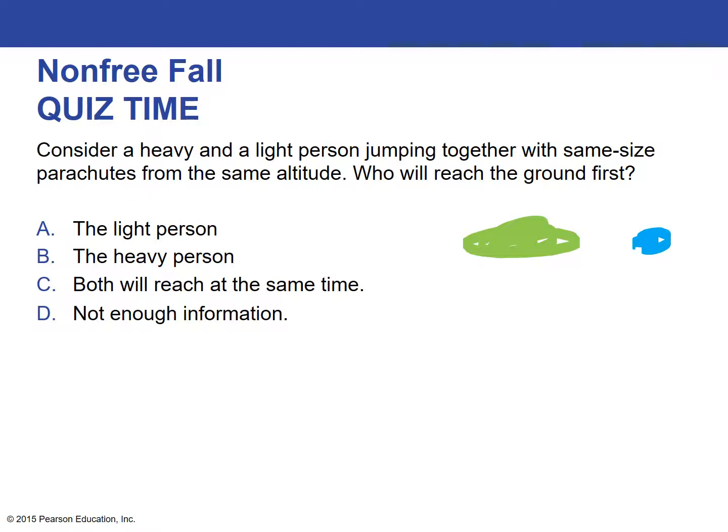Okay. If we were able to ignore air resistance, then this would be the same problem as dropping a bowling ball and a golf ball from the roof at the same time. However, we can't do that. We've got air resistance. What else do we need to know? How would we go about looking at this?